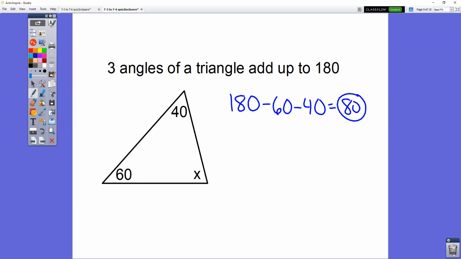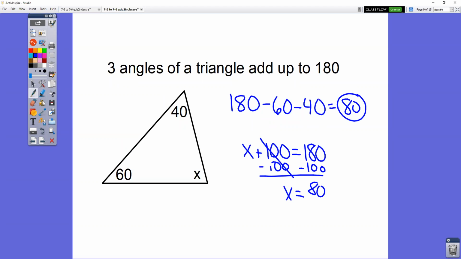Or you could set up an equation for this. The 3 angles added together, so you have an x, and then you have a 40 and a 60, which gives you 100, equals 180. So you could set up a one-step equation like this, minus 100 minus 100. You still get your answer of 80. Always make sure that your answer makes sense. The 3 angles added together have to equal 180 degrees. So you're going to have 2 questions like this where you have to find the 3rd angle of the triangle.